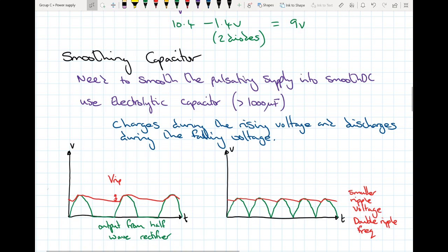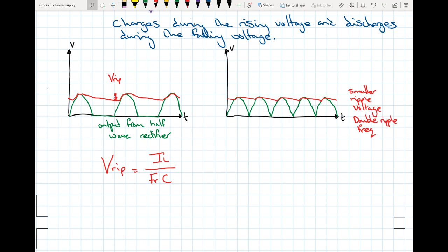That leads us to the formula to calculate the ripple voltage. So we've got our current in our load, IL. We've got FR, our ripple frequency.